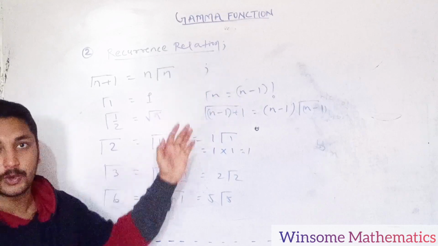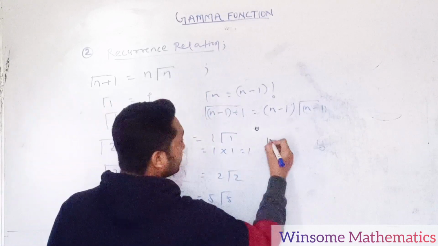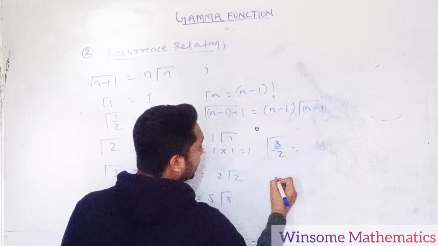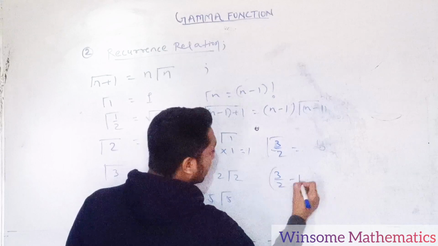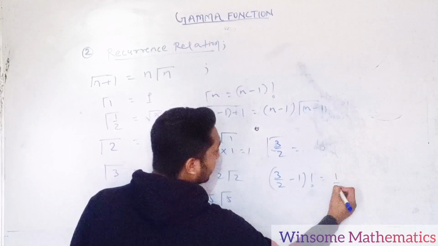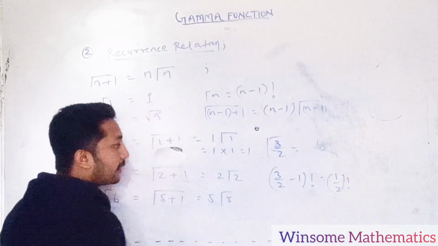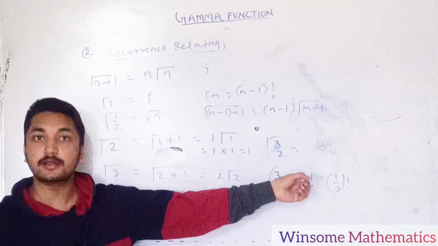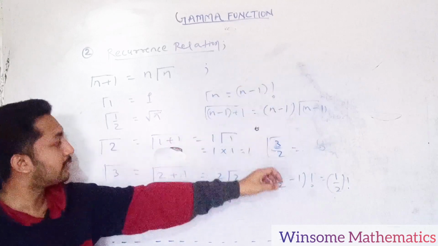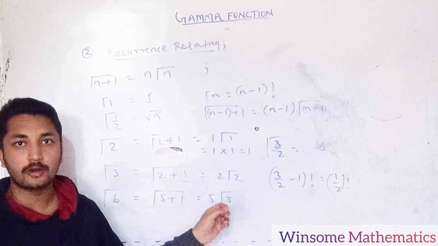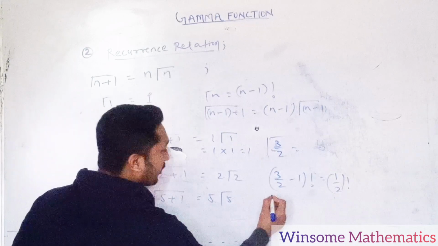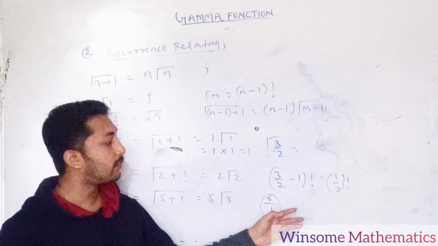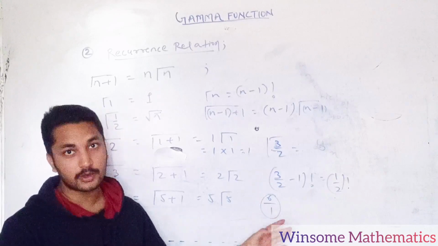But what will you do when a fraction is considered? Simply like gamma 3 by 2. Now you will write it as 3 by 2 minus 1 factorial. It is right, that is 1 by 2 factorial. Do you know the value of 1 by 2 factorial? We know that factorial always takes a positive, rational value, rational but not fractional. Rational is also 6 by 1, but we don't consider 1 in the denominator. So all are rational but must not be in the form of a fraction.